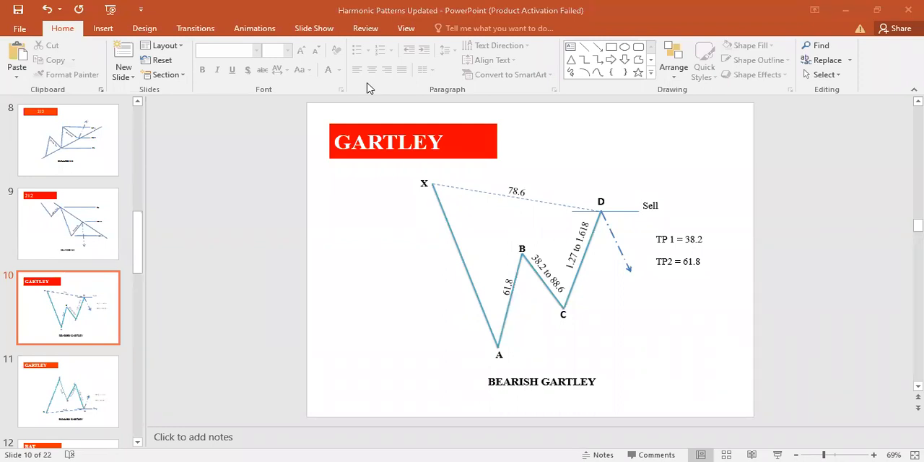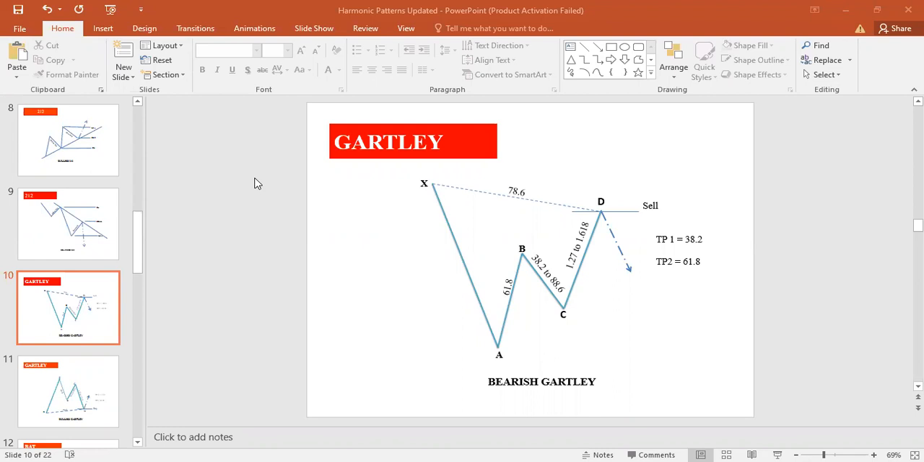So one more time, the reversal patterns are crab, butterfly, and the shark. But the continuation patterns are the Gartley, the BAT, and the cipher. So let's pay them 3-3. So we have 3 for continuation and we have 3 for reversal. Good. So we're talking about the Gartley here.